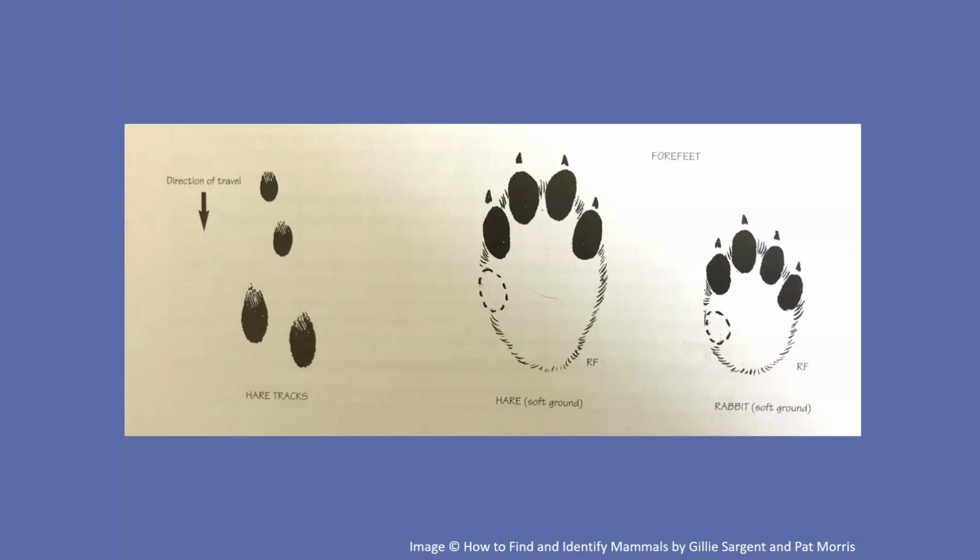So for example, rabbits tend to live communally, hares not so much. So if you've got one set of footprints, it would lean you towards thinking that it would be a hare, and if you've got lots of tracks all over the place, then it's quite likely to be a rabbit.